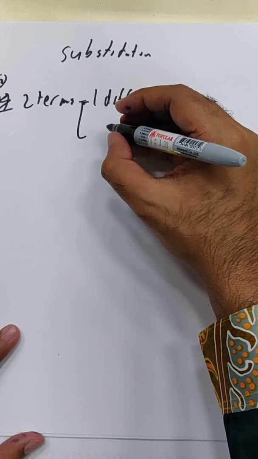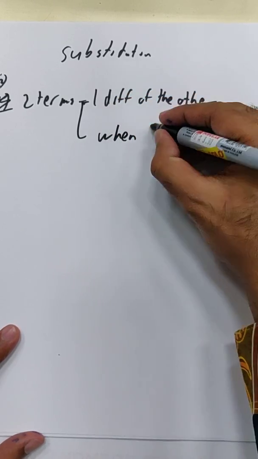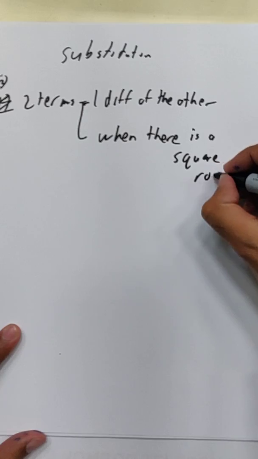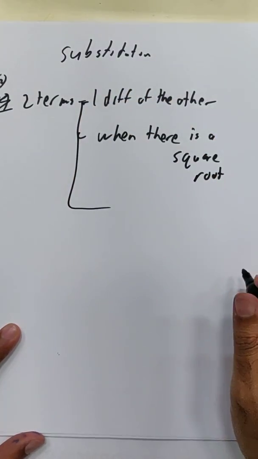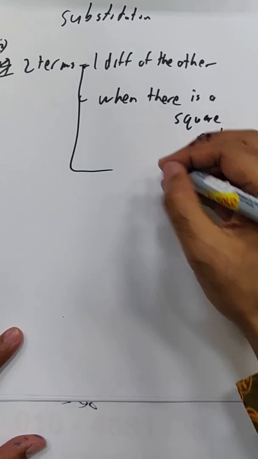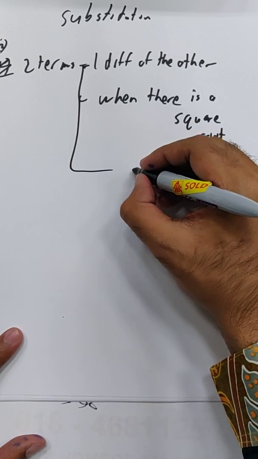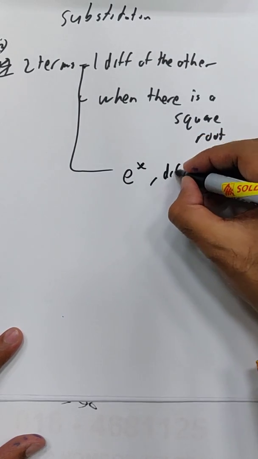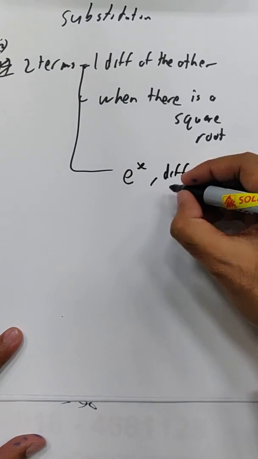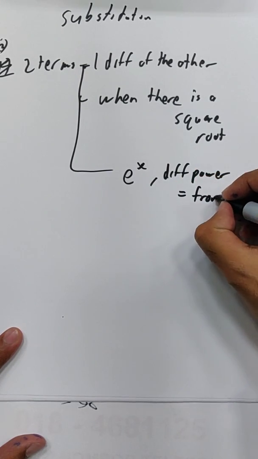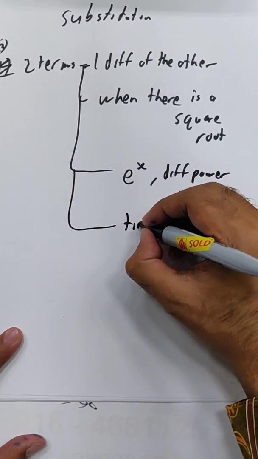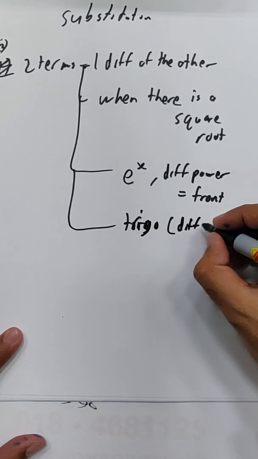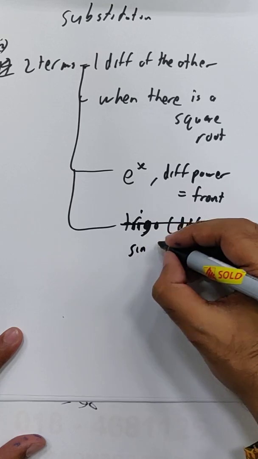Two, when there's a square root. This is a very, very big signal. And then over here, for the exponent, the derivative of the power, you get in front. Same with the other one, mostly for sine and cos.